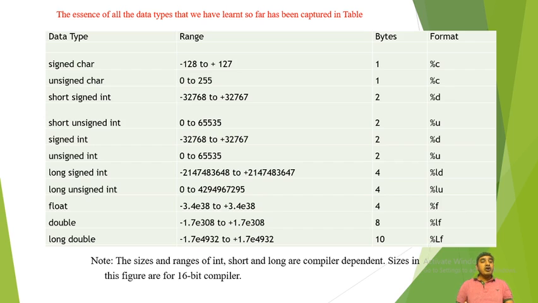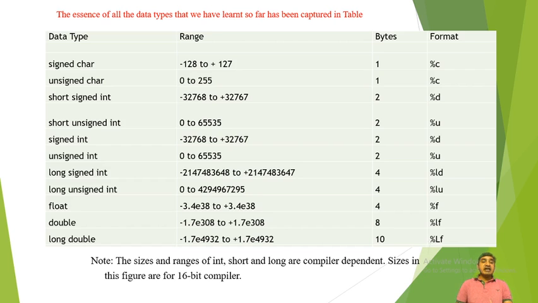Okay. Now long double floats, it is of 10 bytes. We know that, and the range is minus 1.7e raised to 4932 to plus 1.7e raised to 4932, and the format is %lf.